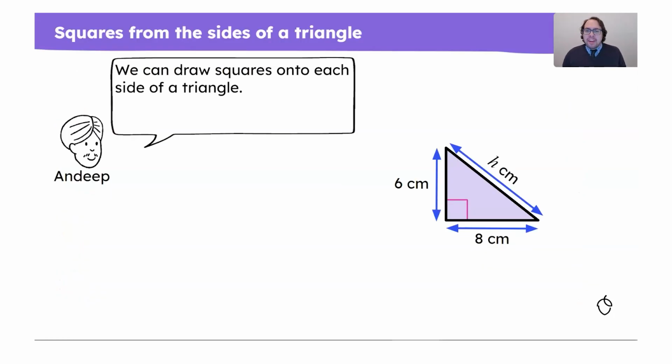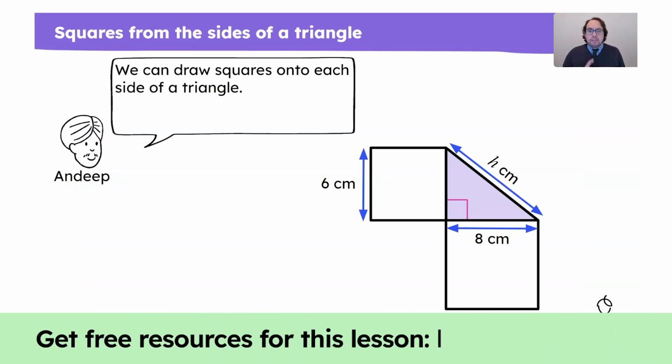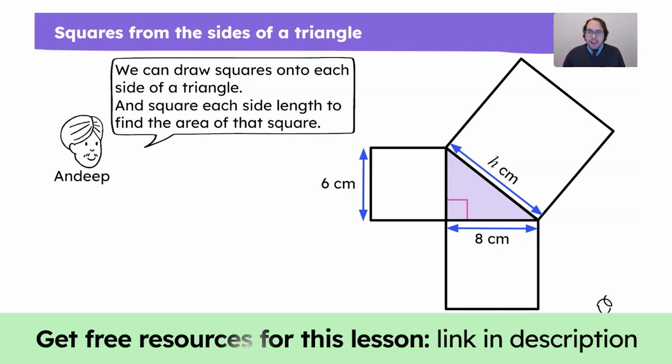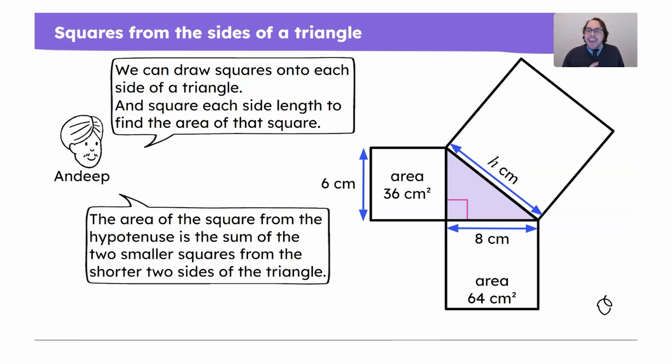And Deep remembers that it is possible to draw squares from the three sides of a right-angled triangle, and finding the area of each square is possible by squaring each length. So for example, 6 squared is 36, 8 squared is 64. But that largest square, the one formed from the hypotenuse of the triangle, has an area equal to the sum of the two smaller squares. So 36 plus 64 equals 100. And so the area of that square is 100 centimeters squared.